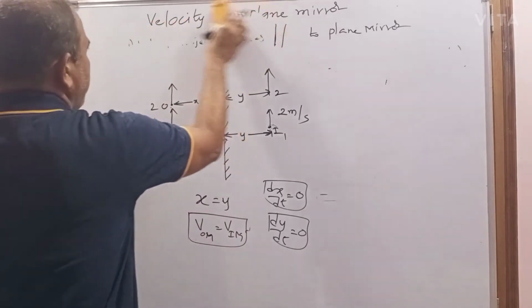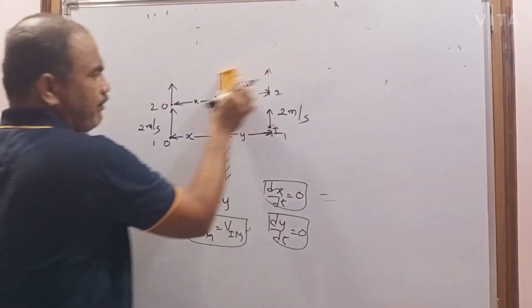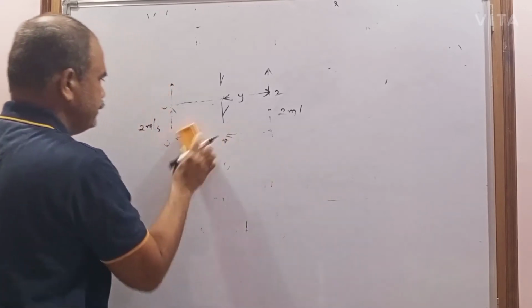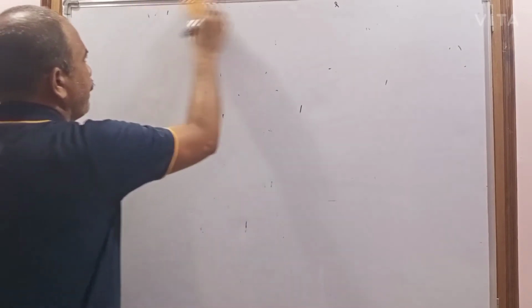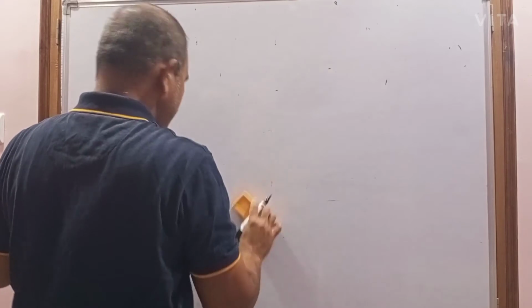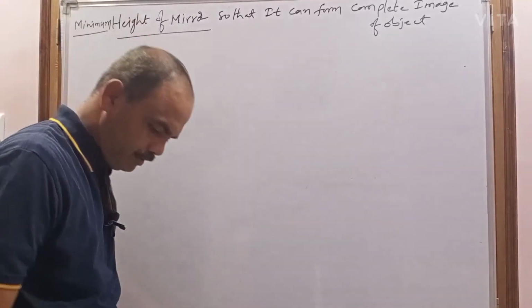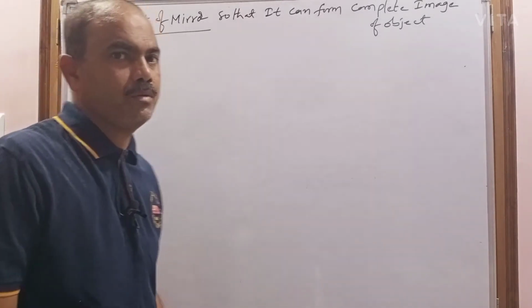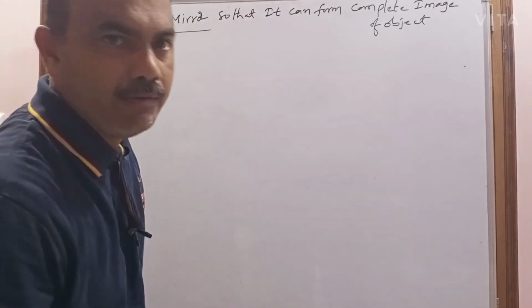Next I am going to explain what is the minimum height of the mirror so that it can form the complete image of the object, or the complete image of the man. When the man stands in front of the mirror, that I am going to explain. So the next topic is the height of the mirror so that it can form the complete image of the object. The minimum height of the mirror so that it can form the complete image of the object.